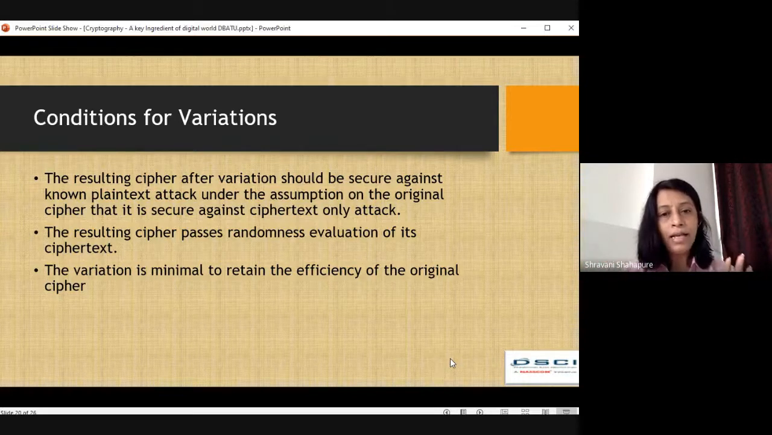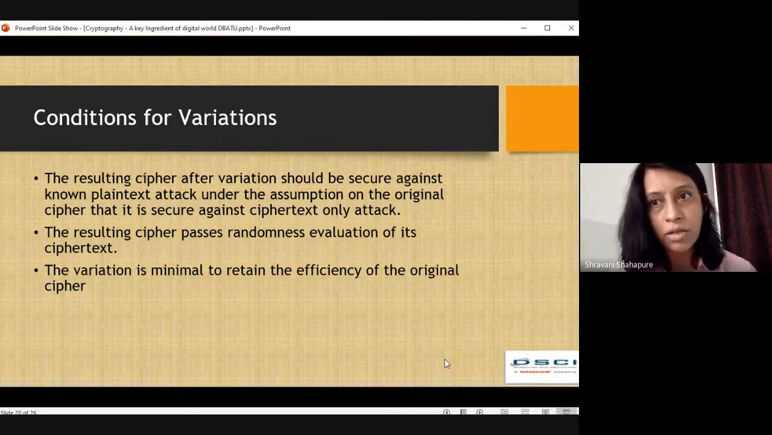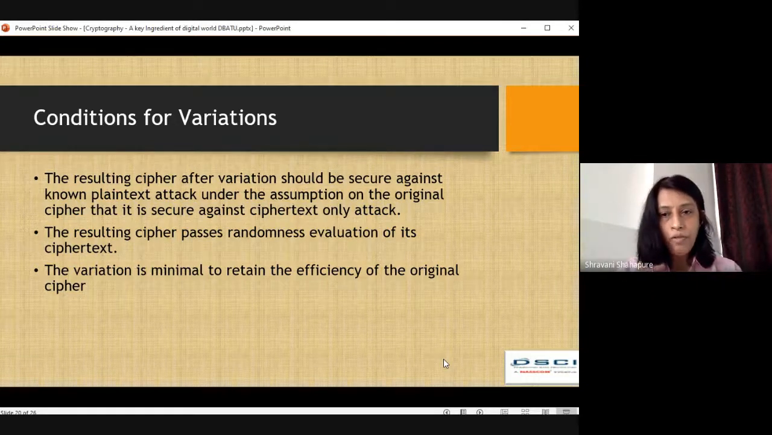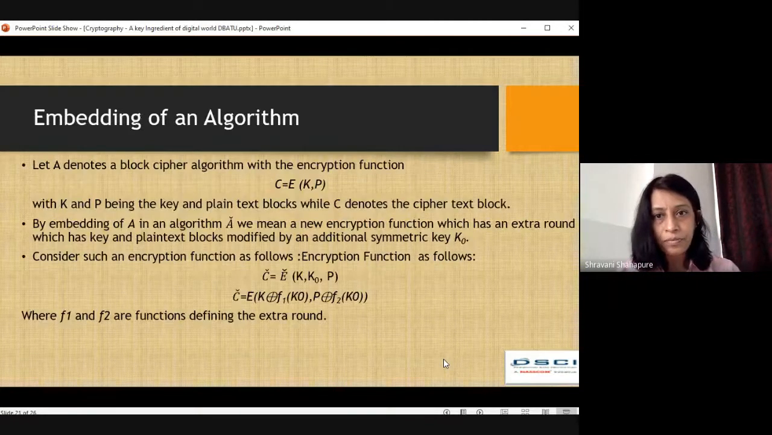These are the standard tests. The NIST test suite and Dieharder are the standard tests used for evaluating cipher strength. And the efficiency should be minimal. If the efficiency is less than required, you can say the structure has failed. So we will move on to the next slide.